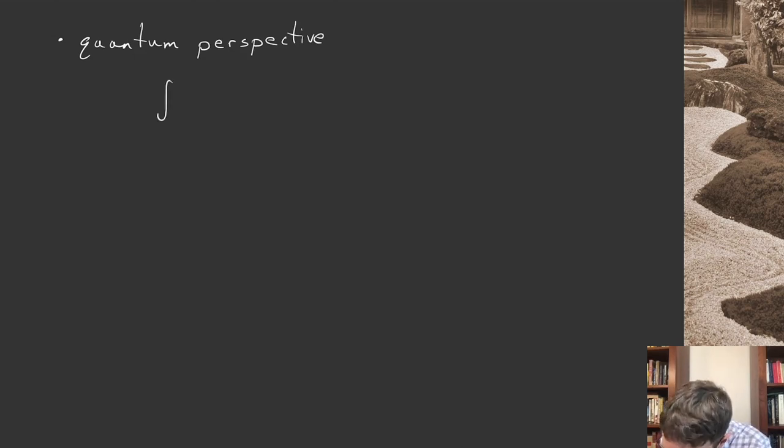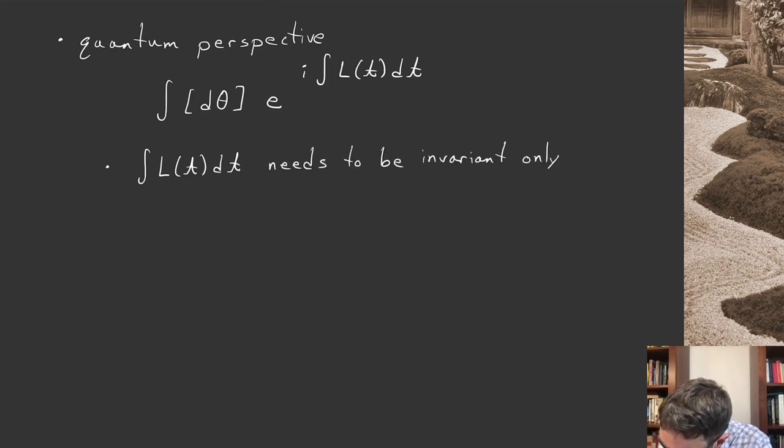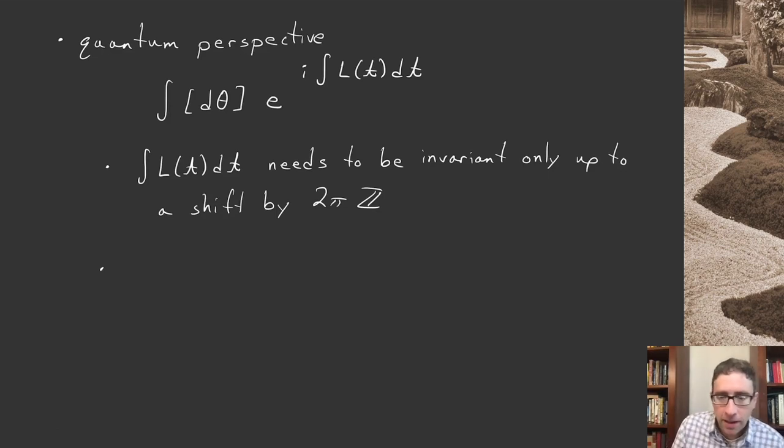So the path integral for this theory, right, I have to integrate over all possible angular configurations. I've got an integral e to the i integral of L dt. And now, from this perspective, it's clear that for there to be a symmetry in the path integral, the integral of L dt doesn't need to be invariant, but it does need to be invariant up to a shift by 2 pi times an integer. So it needs to be invariant only up to a shift by 2 pi times an integer. Okay, that's the first non-trivial statement. That's a little bit outside the classical scope here. It's something that's coming from quantum effects, from the path integral.